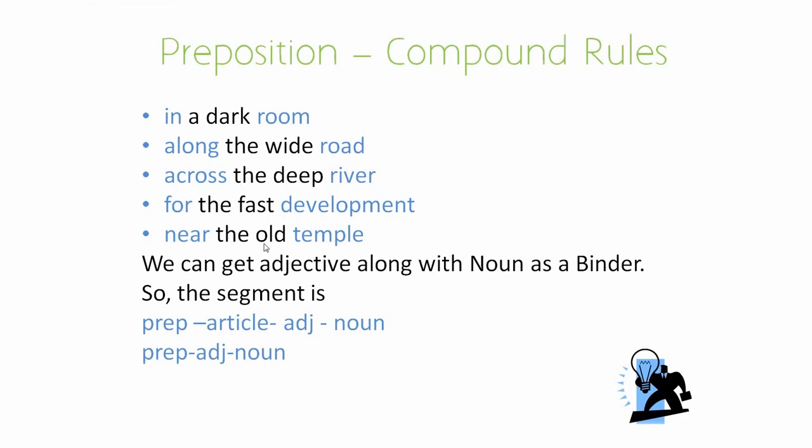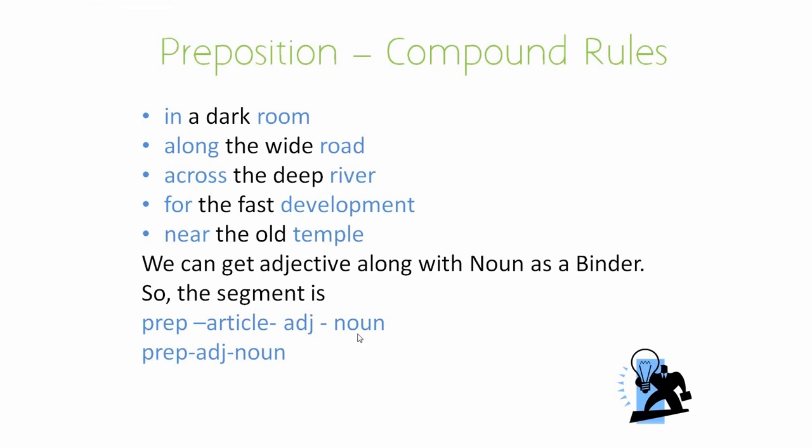In between you can get as many binders as you want. Like I can still say along my wide road, across our deep river, for their fast development, near his old temple. So I can make, you know, any combinations of binders, I can make it bigger and better. But finally, it starts with a preposition and it ends with a noun, and dani mottam oka preposition segment ananali.